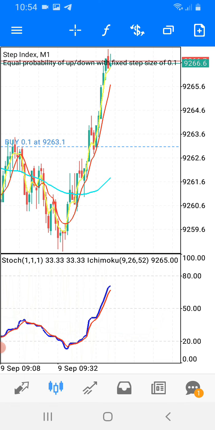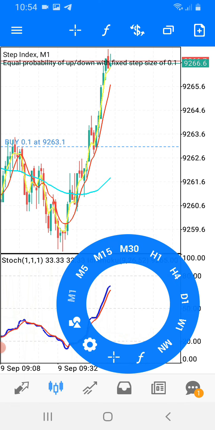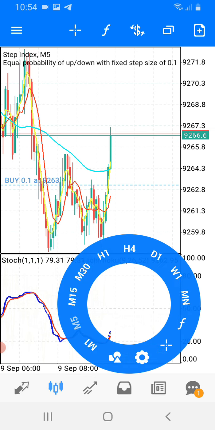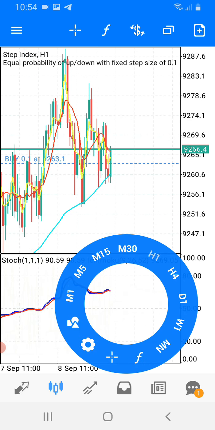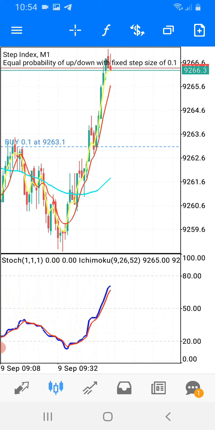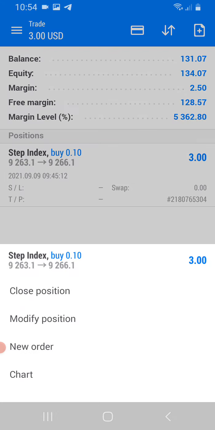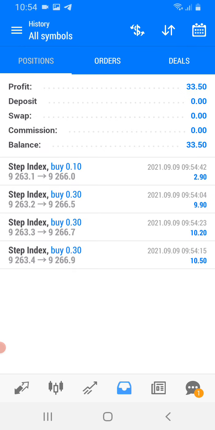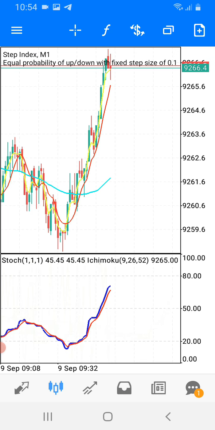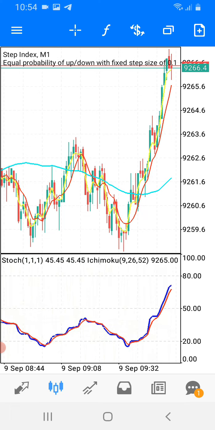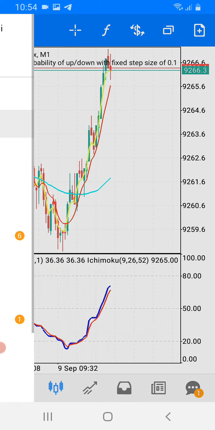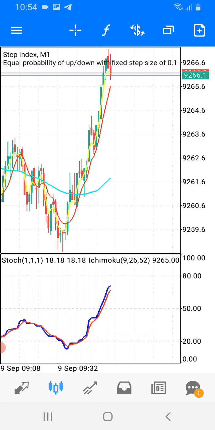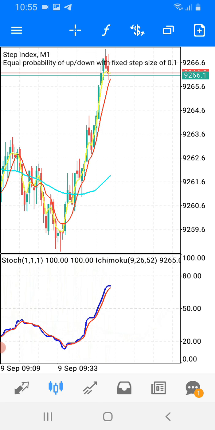Stepping Index is about to return. It's about to make a pullback. But guys, we made profit from this trade. Checking the 1 minute, okay, I've closed this trade also. So guys, this is Stepping Index trading. You can see the profit trading Stepping Index, we ended up making $33 profit using our Stepping strategy. This is for you to know that the strategy is very powerful.